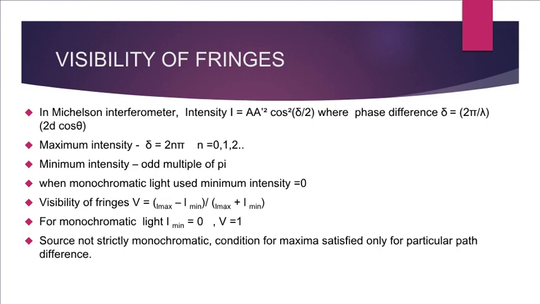If we are using monochromatic light, then the minimum intensity is 0. Then substituting in the above equation we get visibility as 1. So, we can see fringes clearly if we use monochromatic light.